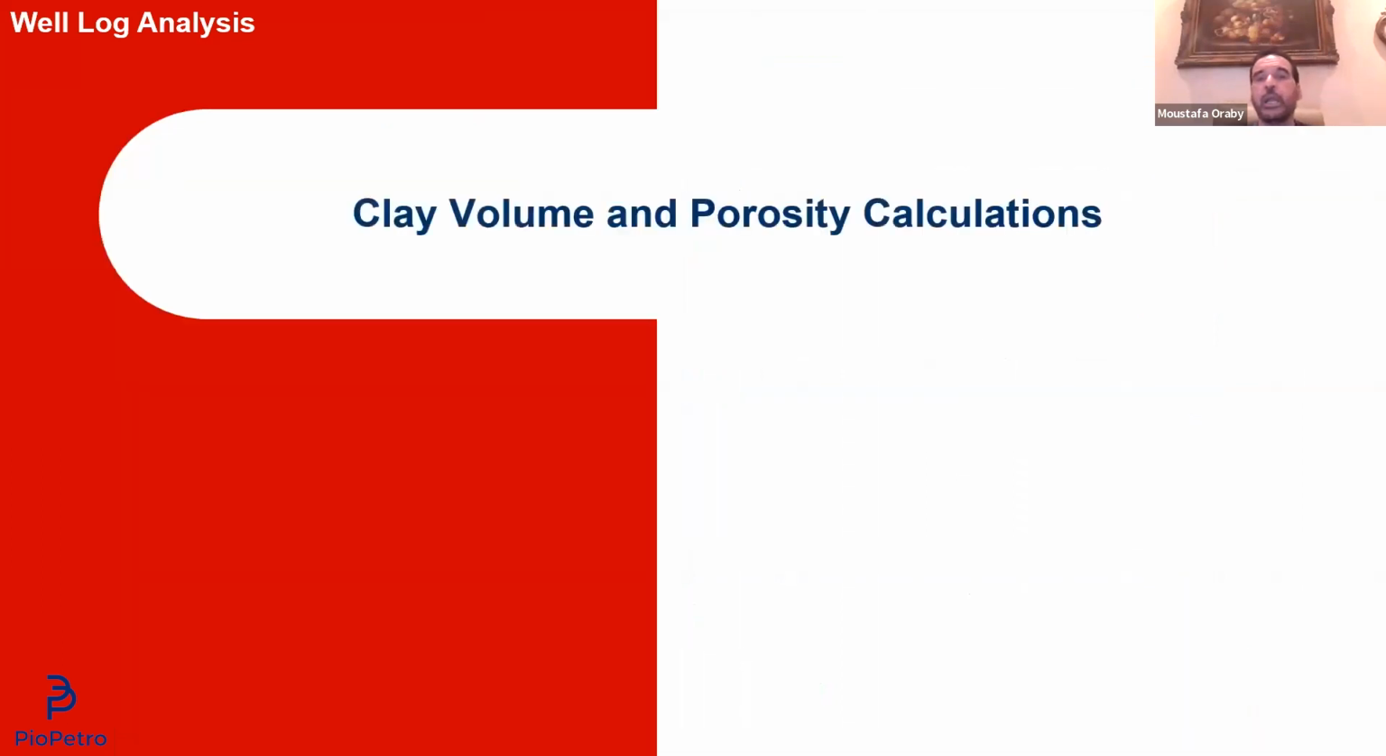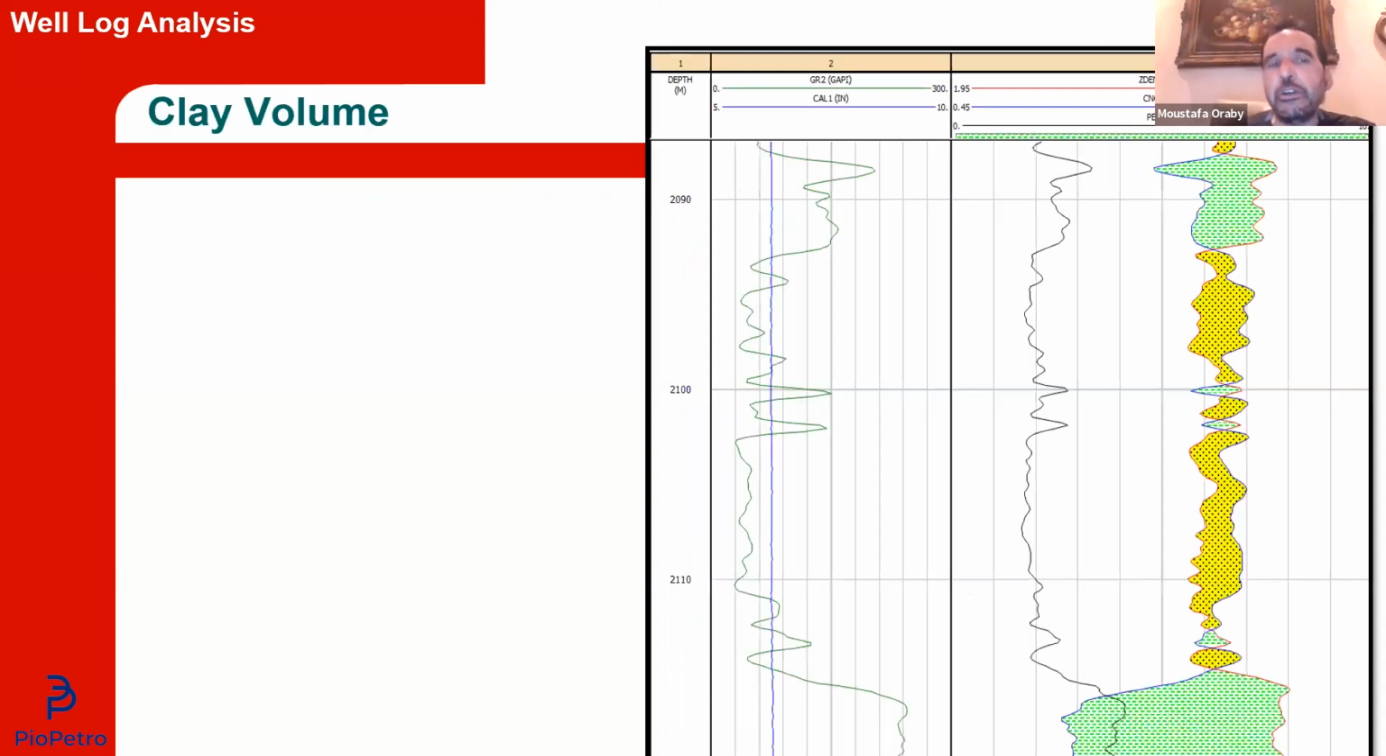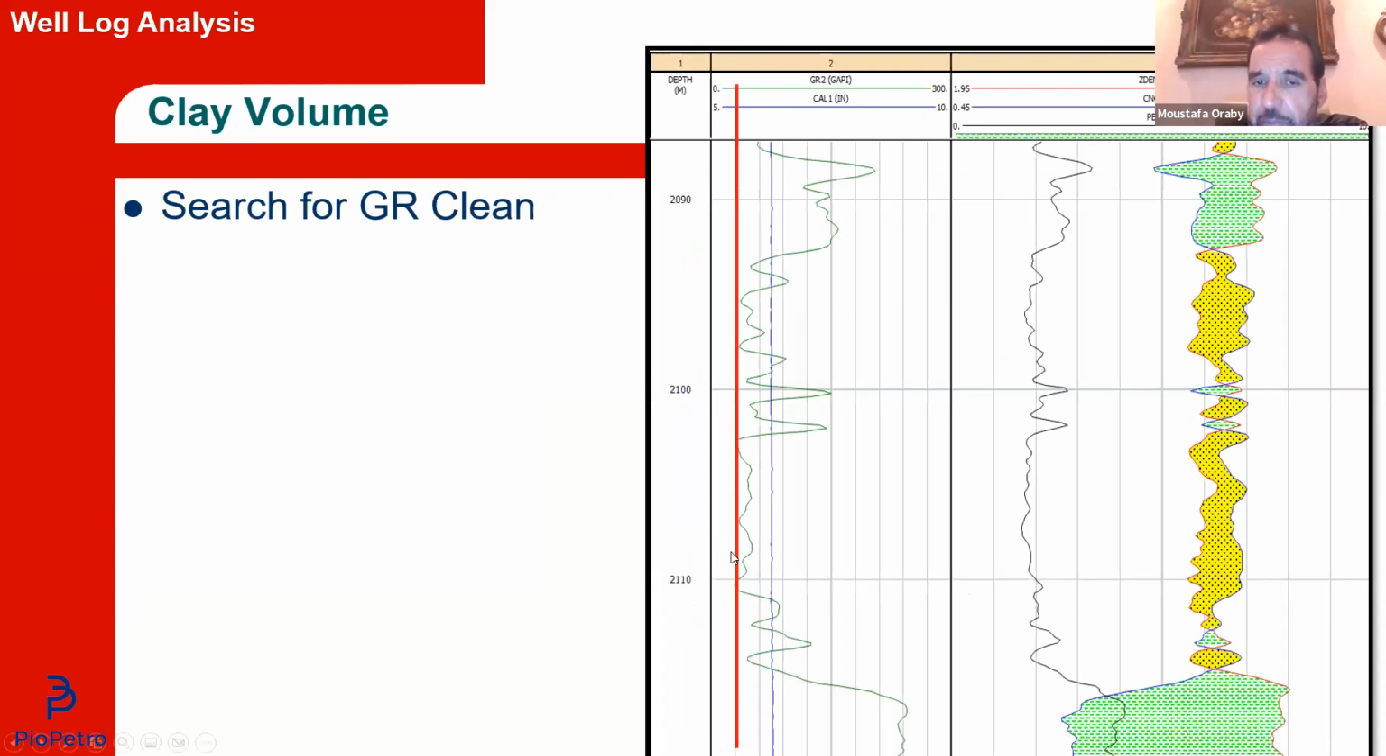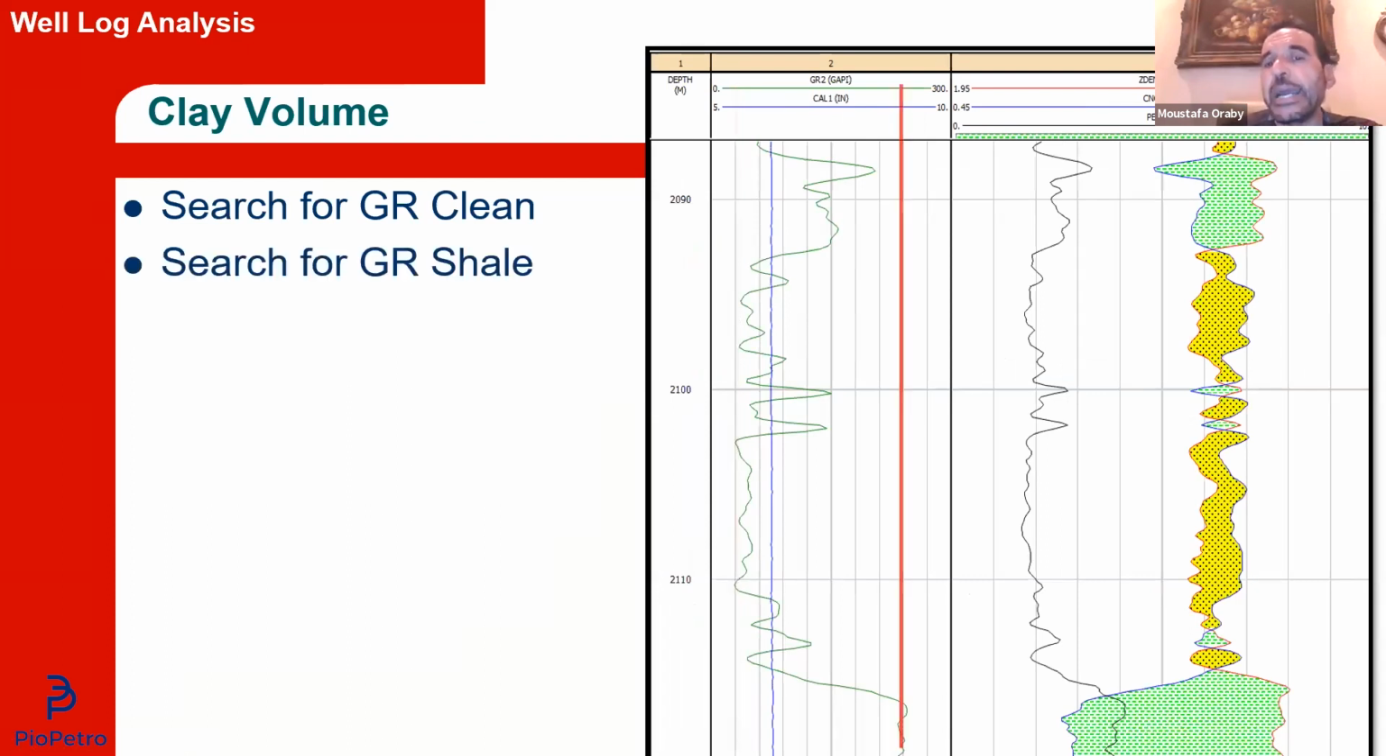Okay. How can I calculate the clay volume and the porosity? To calculate the clay volume, first of all, we need to identify the minimum clay reading in my reservoir. You go there and search for the minimum clay reading. Here is my minimum clay reading. I decide what is your minimum clay reading. Also, go and find the maximum clay reading. So you put your gamma ray between minimum and maximum.